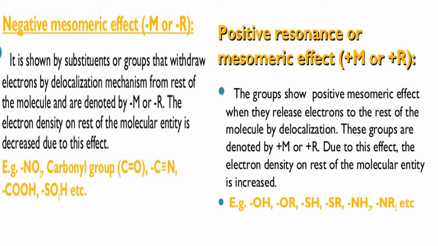The positive resonance or mesomeric effect is shown by groups when they release electrons to the rest of the molecule by delocalization. These groups are denoted by plus M or plus R. Due to this effect, the electron density on the rest of the molecular entity is increased. Examples for such groups are hydroxyl group, OR, SH, SR, NH2, NR2, etc.